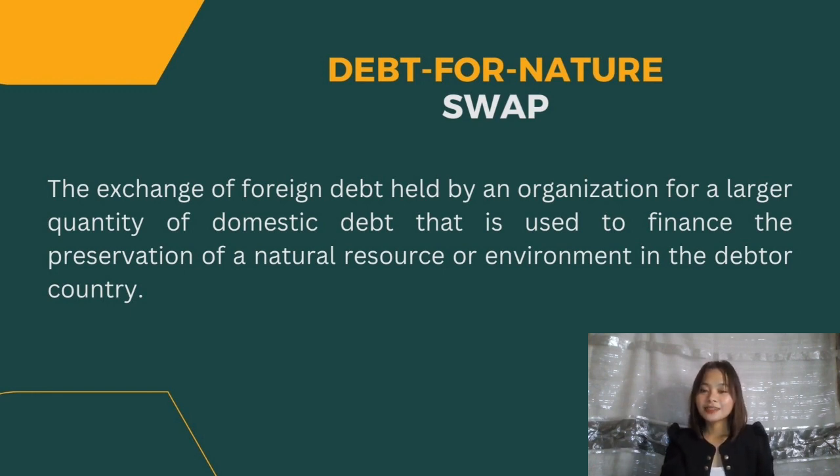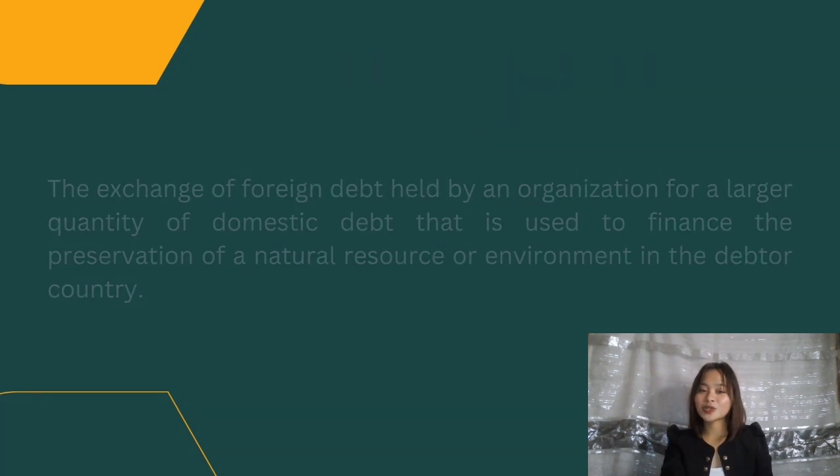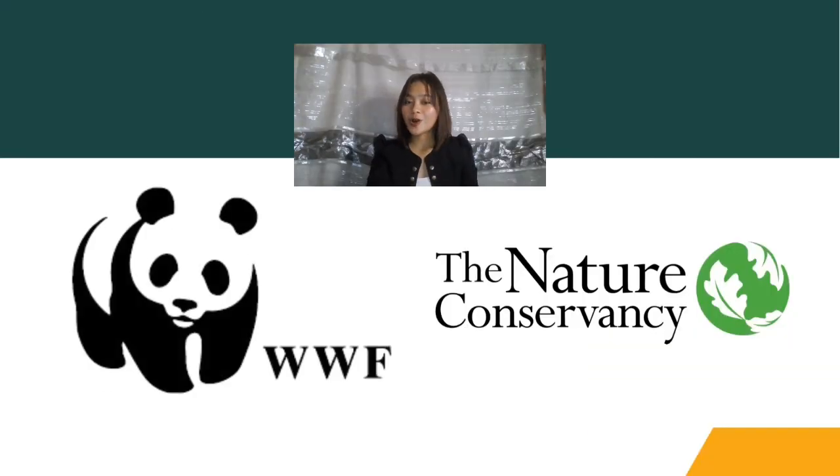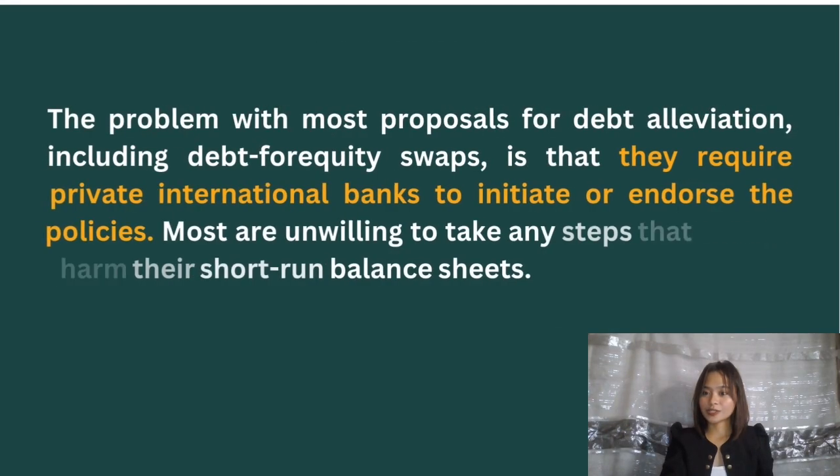Most debt for nature swaps are carved out by non-governmental organizations such as the World Wildlife Fund or the Nature Conservancy. They purchase the debtor nation's IOU at a discount from a local bank and then restructure it into local currency payments, which are then used, say, to preserve an endangered natural resource.